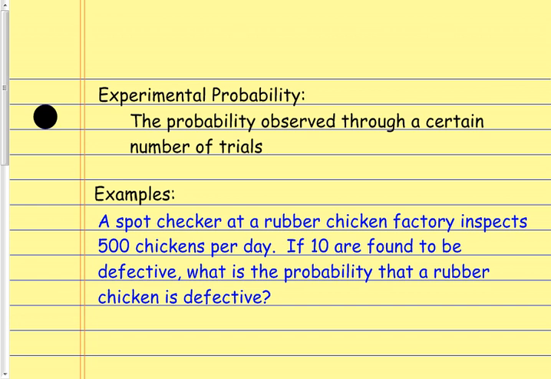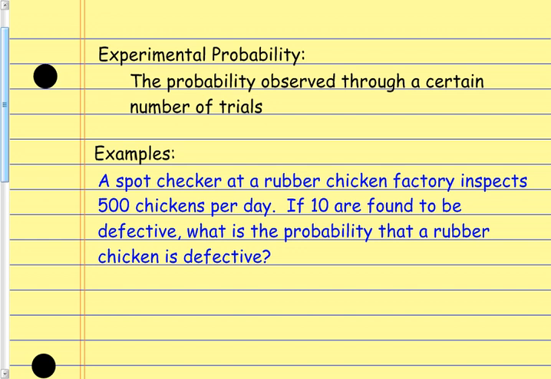Okay? For example, if a spot checker at a rubber chicken factory, because that's a thing, inspects 500 chickens per day, if 10 are found to be defective, I want to know what is the probability that a rubber chicken is defective. Okay? If I was looking at theoretical, I'd be looking at what should the probability be before I do this thing. Now experimental, I've actually gone through this. We've made rubber chickens, and we found out that 10 were defective. So the probability that I have a defective chicken, there were 10 defective ones out of 500 total. Okay? Experimental probability is just what we get when we actually do this thing. So it looks like a 1 out of 50.